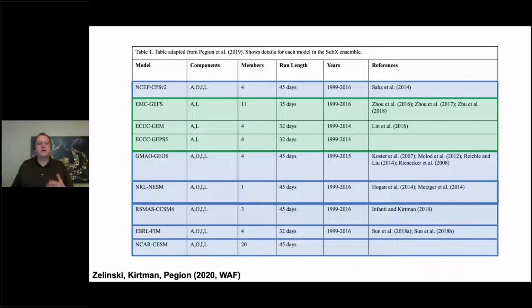Okay, in terms of the SubX models that we're going to be looking at, those models that are highlighted in light green here are models that are uncoupled. The SST is prescribed. It typically is damped persistence, but it's some kind of prescribed SST. And then all the models that are highlighted in blue here are coupled models, and we're going to look at them separately. And so you can see we have on the order of 19 ensemble members for the uncoupled models, and on the order of about 40 ensemble members for the coupled models.